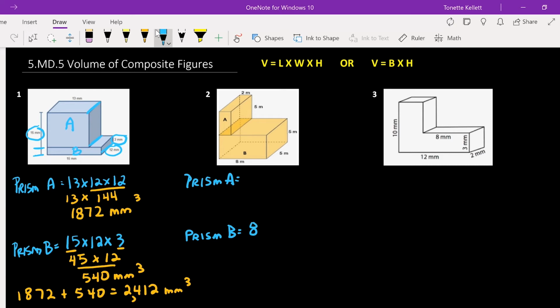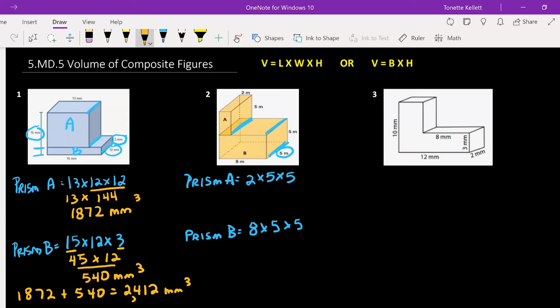We have length times width times height. Prism A, the length is 2. The width is the one that's missing. It would be this one. It matches this one, and that matches this one. So it would be a 5, and the height would be a 5.